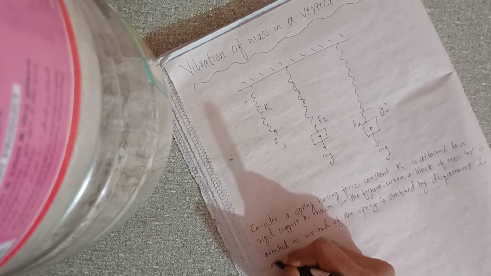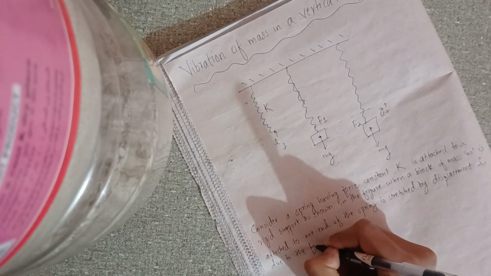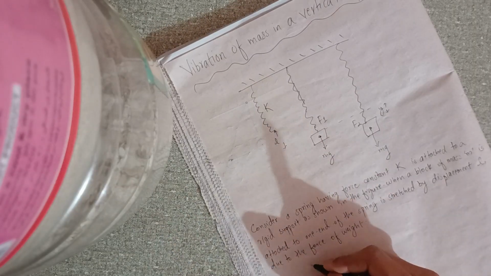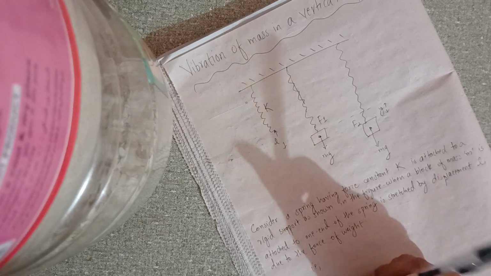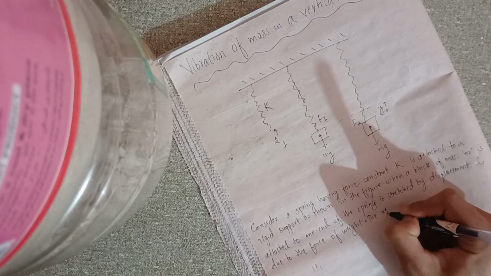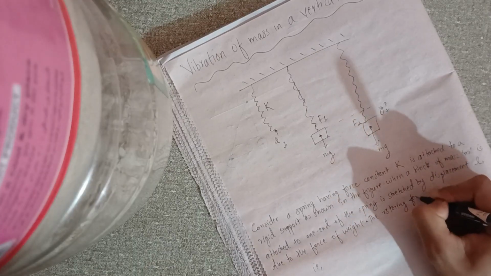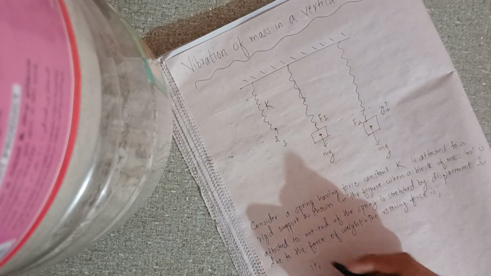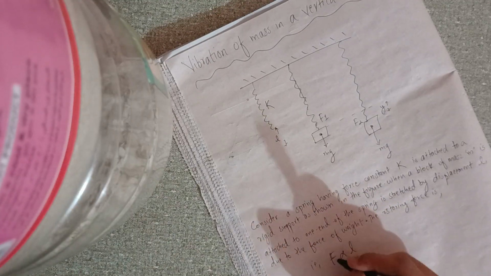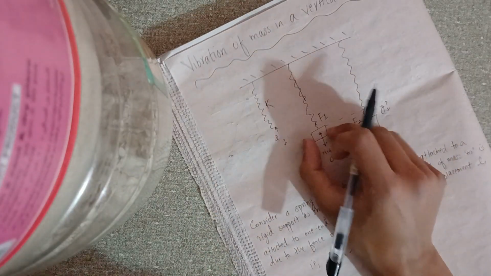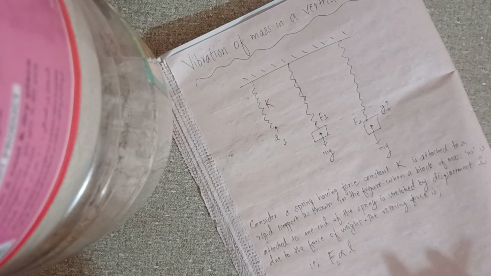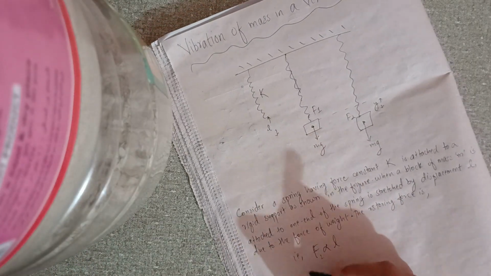Displacement L is due to the force of weight, the restoring force. The restoring force F1 is directly proportional to L. Why does this happen? Because if this length is very small, the force will also be smaller. That's just basic common sense.